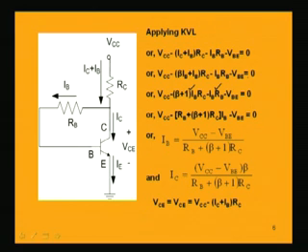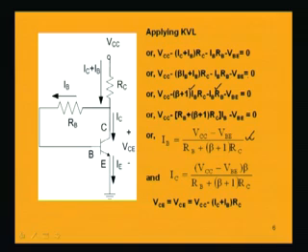Now I can very easily find out what is the value of IB. That IB is equal to VCC minus VBE divided by RB plus beta plus 1 into RC. So, this expression of IB now will lead towards finding out IC by simply multiplying IB by beta.